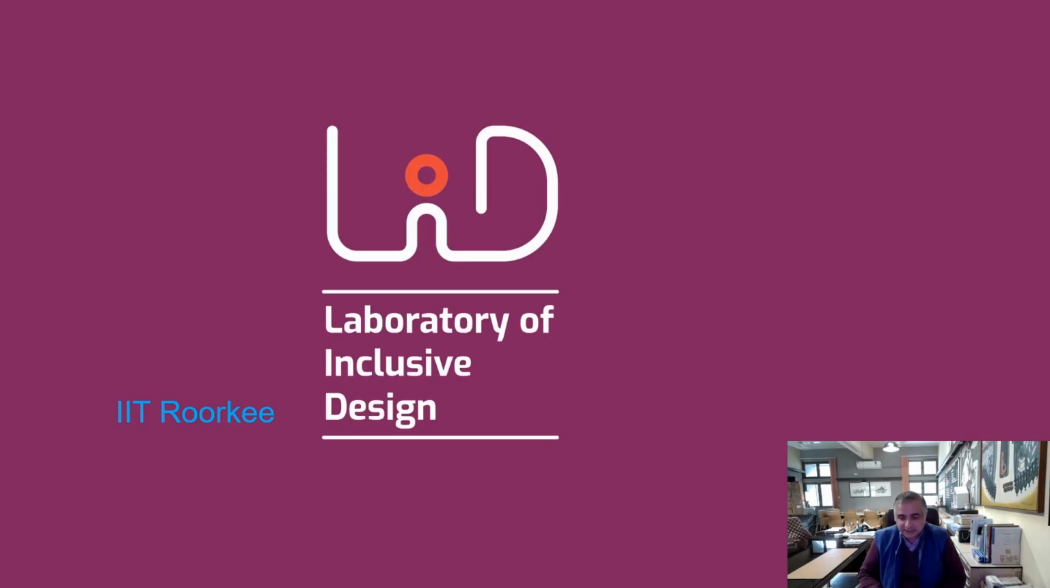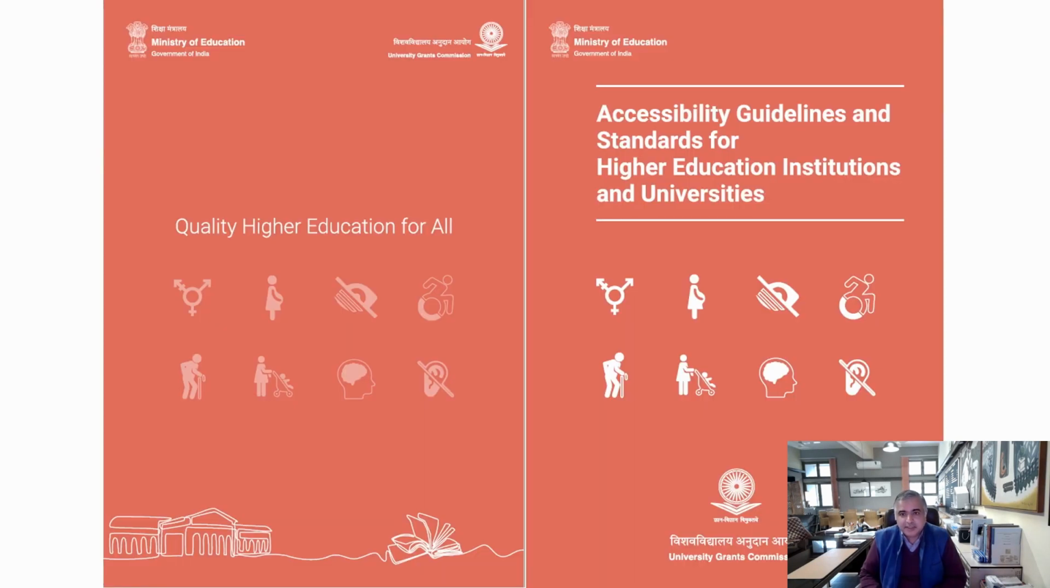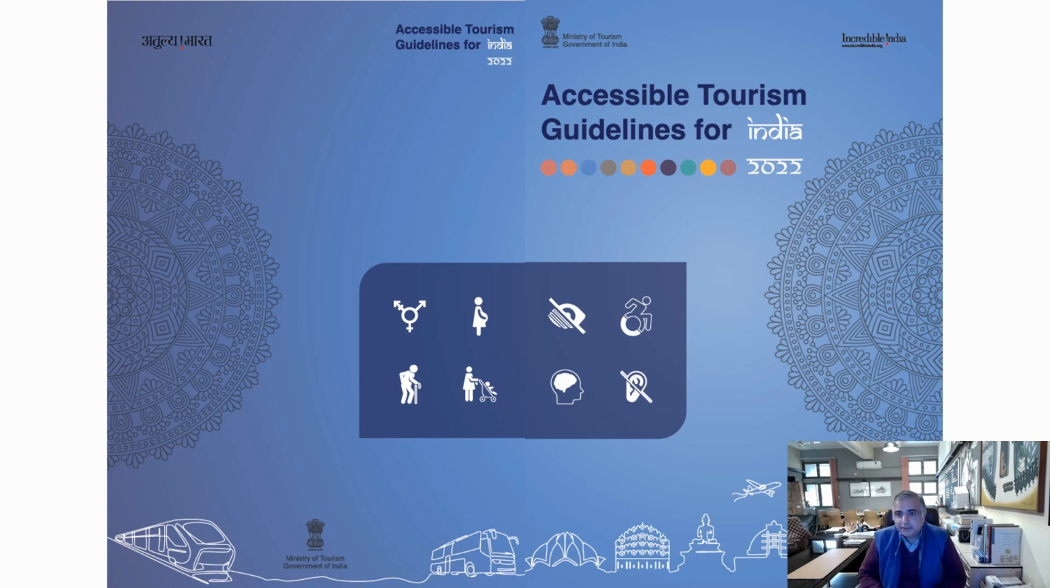From the Laboratory of Inclusive Design, which I founded at IIT Roorkee, we are happy to move in a dimension which we call from inclusion to independence. A couple of works that we've been doing for the Indian government include the development of the harmonized guidelines and standards for universal accessibility, which is freely available on the web. Likewise, we've been part of the team who developed the accessibility guidelines for higher education institutions and universities for the UGC. Further, we are currently working on accessible tourism guidelines for India as well.